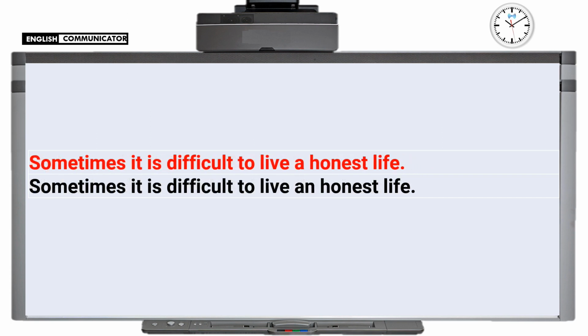Next error or a mistake: "Sometimes it is difficult to live a honest life." It's wrong. "Sometimes it is difficult to live an honest life." Honest, it's an article. A-E-I-O-U. So an honest life is basically an article. An article is used always with the alphabet starting and producing a vowel sound. Honest. An honest.